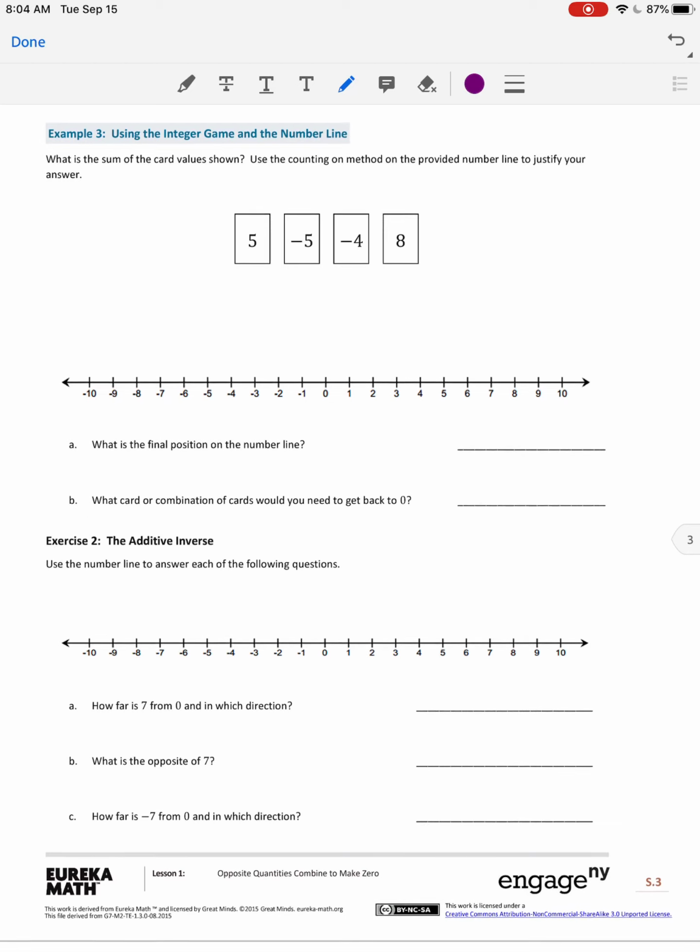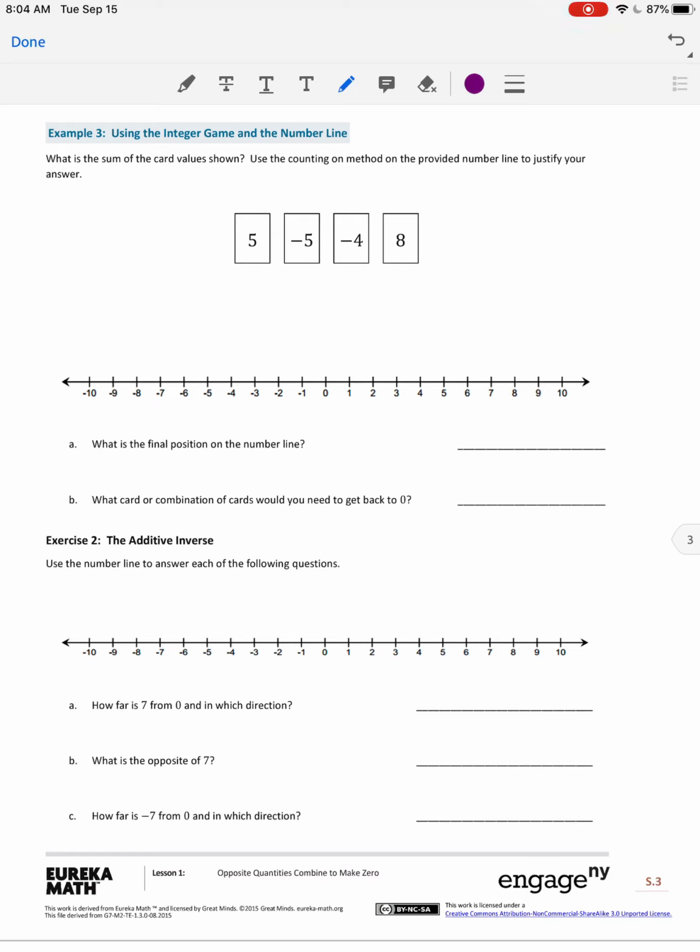Okay, so the next example, we've got something called the integer game. And when we're in person, we're going to play this integer game virtually on our iPads. But the idea of the integer game is that we always want to try to get to 0. So the player who gets to 0 first wins. So let's take a look at this question. If these were our cards, if we had a 5, a negative 5, a negative 4, and 8, what's the sum of the card values shown, right?